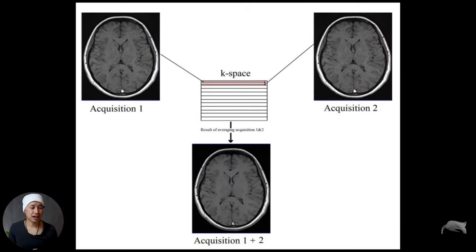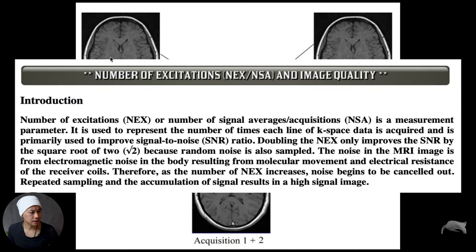All right, before we go to the scanner, I just want to show you some theory. What is averages, or number of excitations? Very shortly said, with this illustration here from MRImaster.com, we know that we have to fill the k-space line. With one acquisition, you fill it one time, but with two acquisitions, you fill the same line twice. So this means you get more SNR, of course. And at the end of the scan, it's the result of the averages of one and two. And then you get the final image, which is, of course, more SNR because you have sampled it twice, right, in this example. But there's one thing you need to keep in mind, this is also from MRImaster.com, that doubling the NEX only improves the SNR by the square root of two. Okay, remember that, because random noise is also sampled.